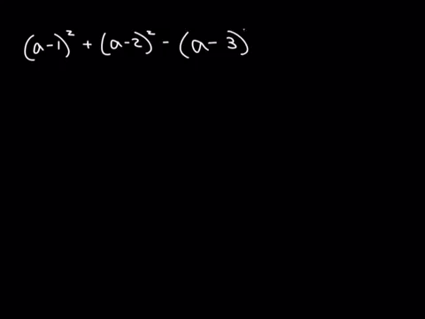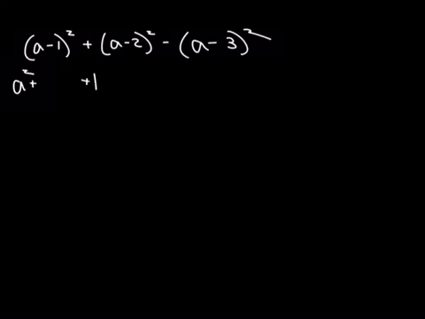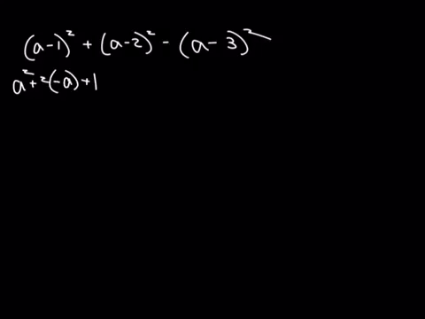Alright, so let's see what else we have here. Let's do number 60. That gives us a minus 1 squared plus a minus 2 squared minus a minus 3 squared. So what happens here? We have an a minus 1, and we're squaring it. So we square the first term, square the second term, multiply a times 1, and double it. Okay, so let's set that there, and let's do this one now.